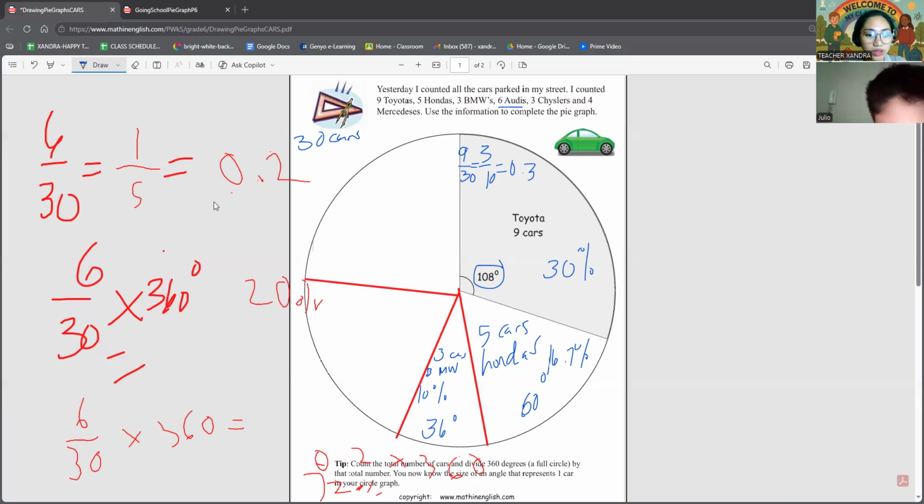Okay? So let's have a short break. So this pie graph is a circle that shows all 30 cars. We're not yet done, so we will continue this. But this activity will help you practice turning numbers, fraction, decimal, percentage, and angles. Okay, let's have a short break and we will continue making your pie graph.